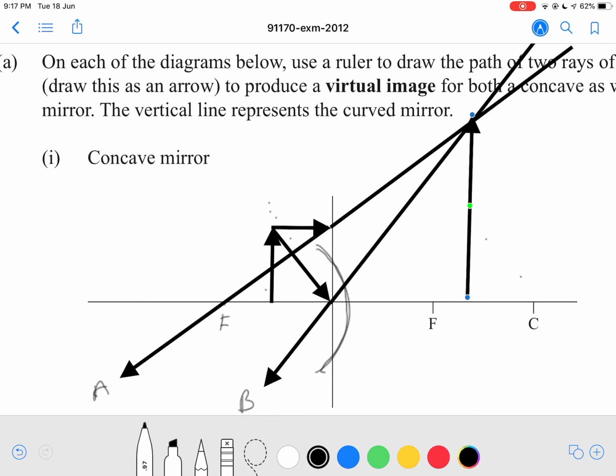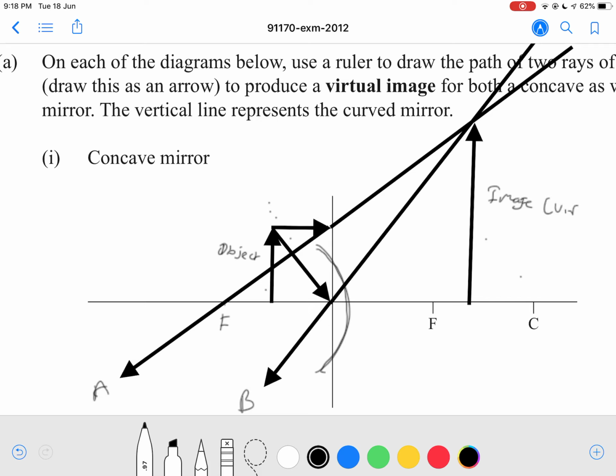So our image will appear right here. There we have our image. We're going to say this here is our object, and our image is here. Because the rays don't actually touch, and we dotted them back, where these two rays meet is a virtual image.